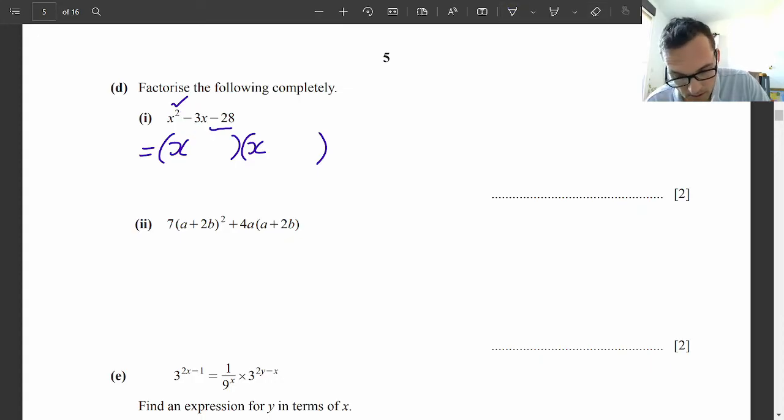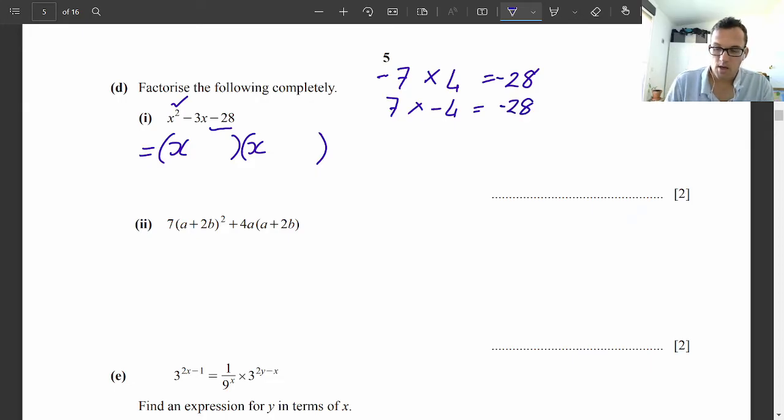So let's say 7 times 4 gives us 28. We want a negative 28, so one of these numbers has to be negative. So it can either be minus 7 times 4 or 7 times minus 4. Both give us negative 28. Now when we add them, we need to get the middle term. So let's see the first one, the second one here.